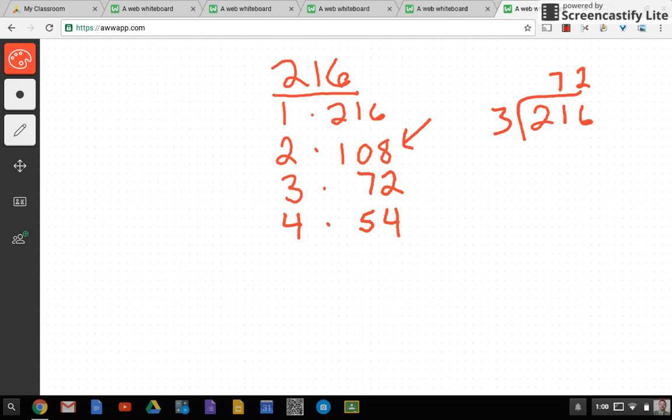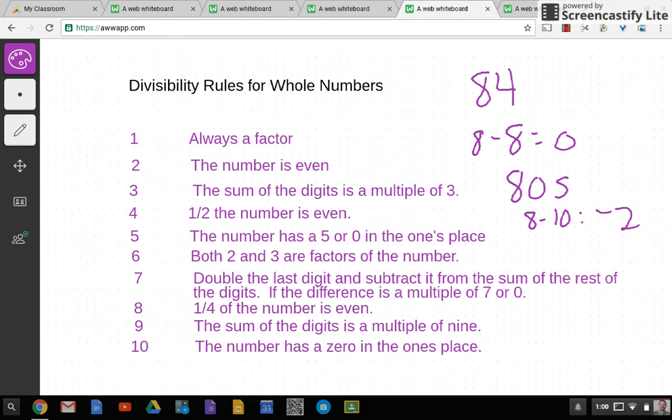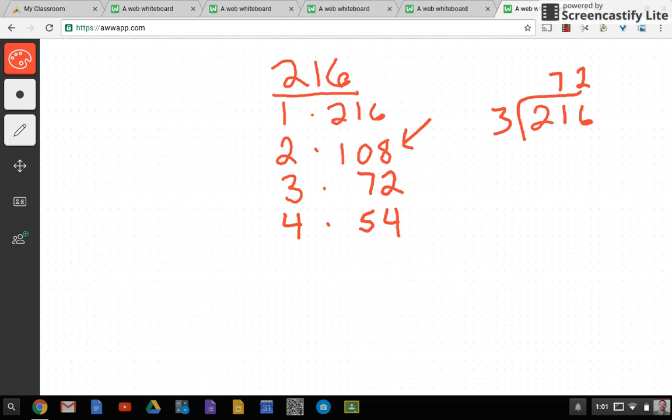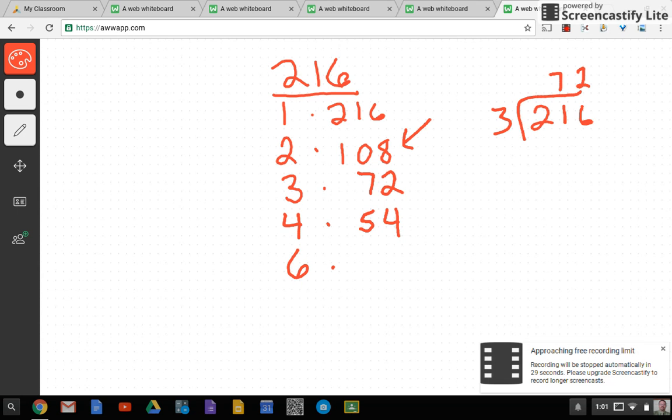Now, 5, it says the number has a 5 or 0 in the ones place. No. 6, it is just both 2 and 3 are factors. Well, looky there, they are. Now then, if I cut this number with 3 in half, that should be the number that works with 6. So half of 70 is 35. Half of 2 is 1, so that would be 36. That should work right there.